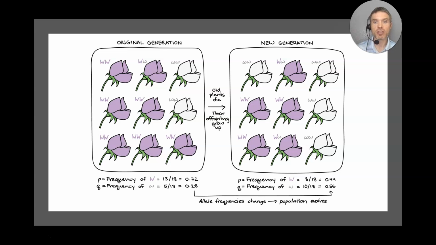The frequency of the small w is 0.28. So this is the original population or the original generation. And we can examine this population many generations later. And once again, we look at the allele frequency. This time, however, what you'll notice is the big W's, there's only 8. So it went from 13 to 8. Whereas the small w's went from 5 to 10. This is an example of a population that is evolving. When we see a change in these allele frequencies, that would suggest our population is changing.